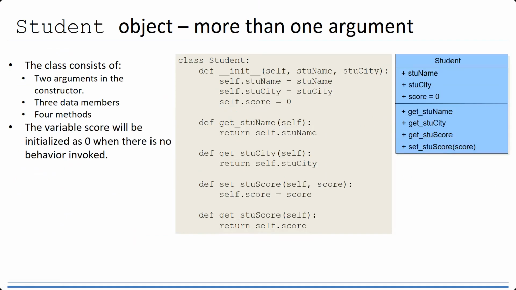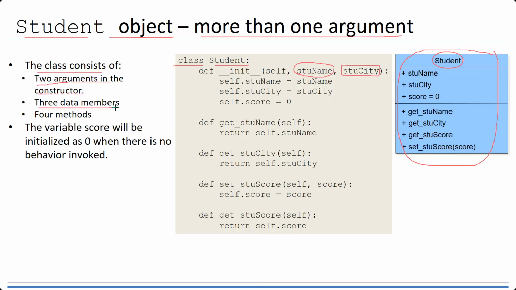Now let's make it more complex. Now I have another object, we call it the student object, and there will be more than one argument. So this is the class diagram. The student object, this is the student class name. So the class is student. The class consists of two arguments in the constructor. So we have student name and student city.